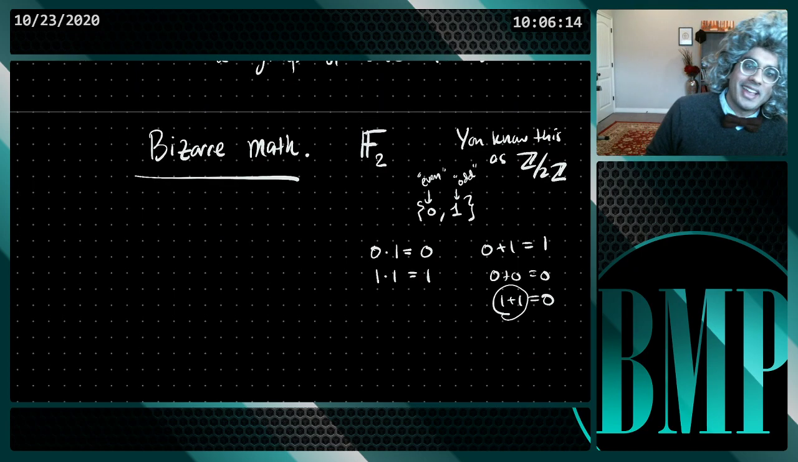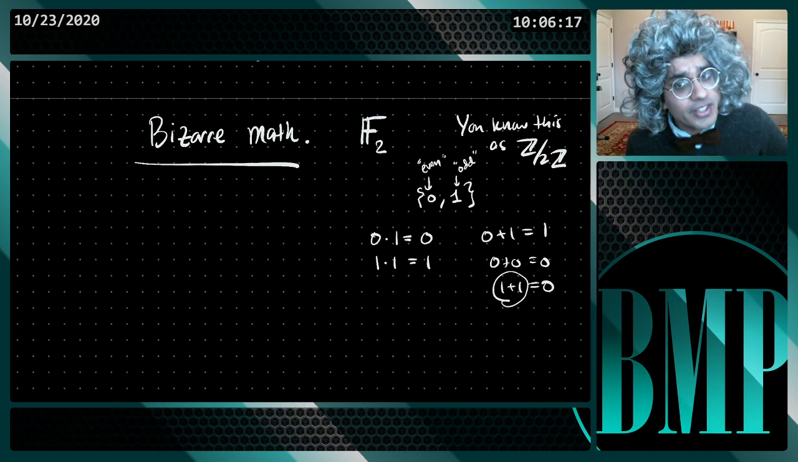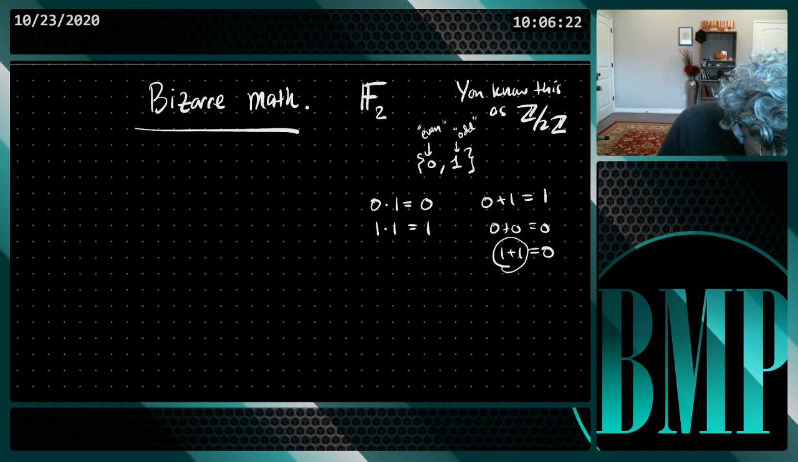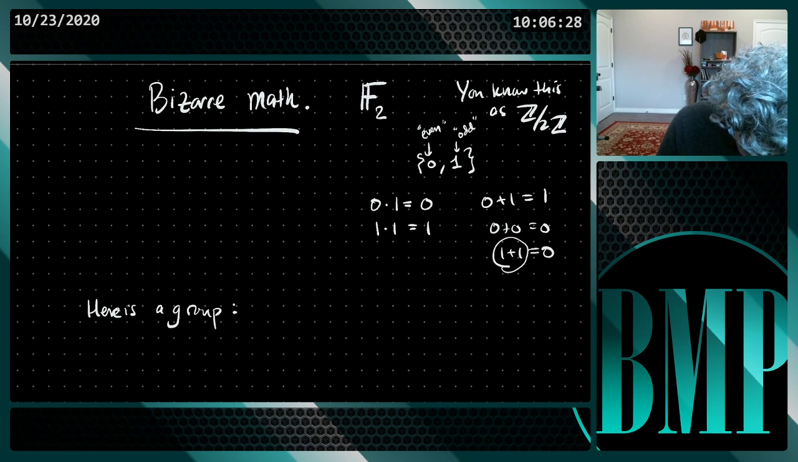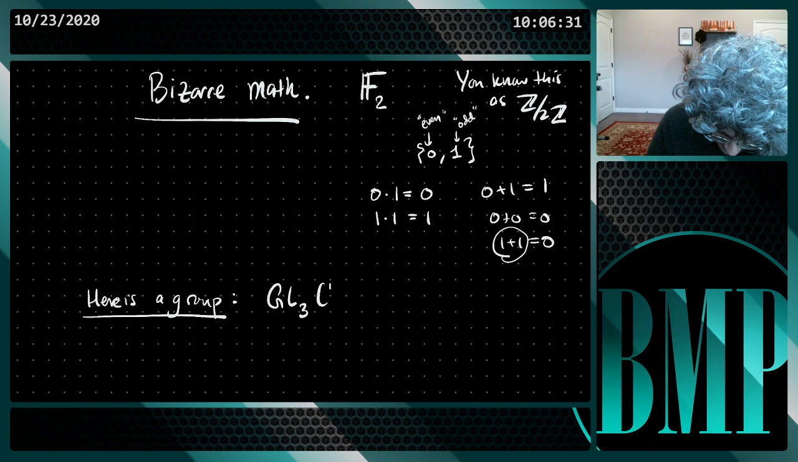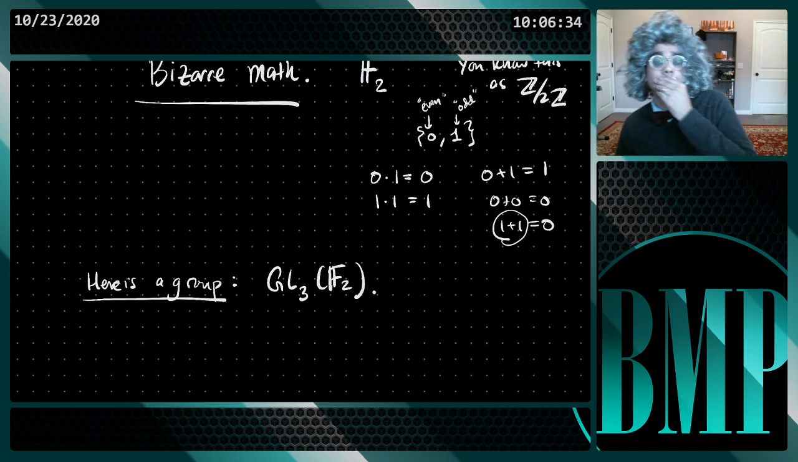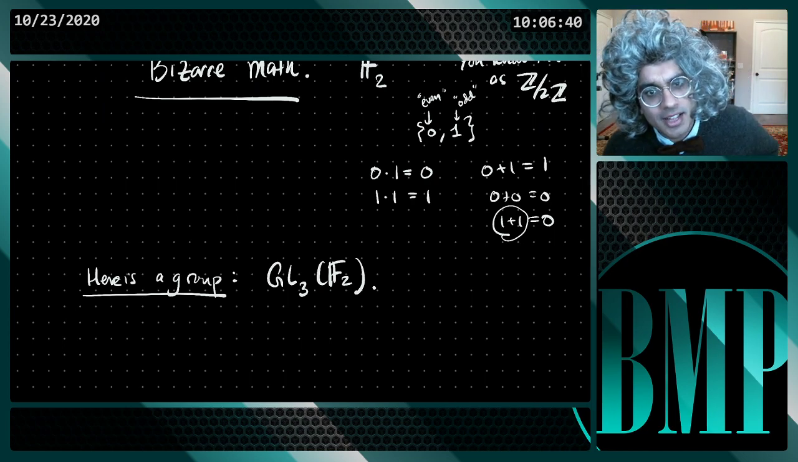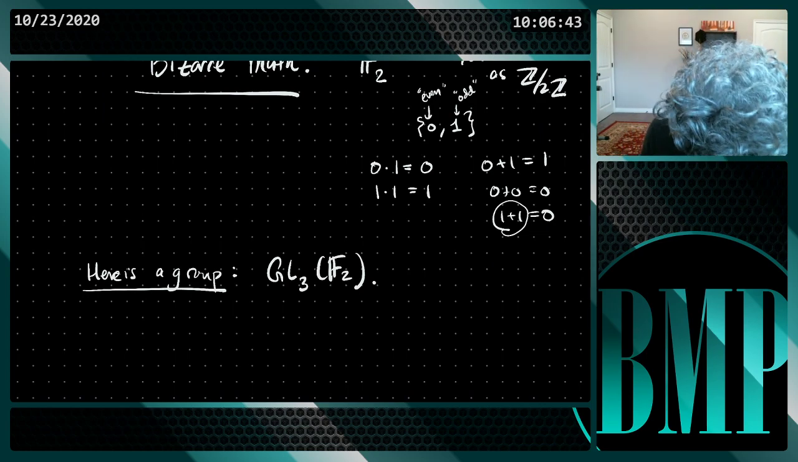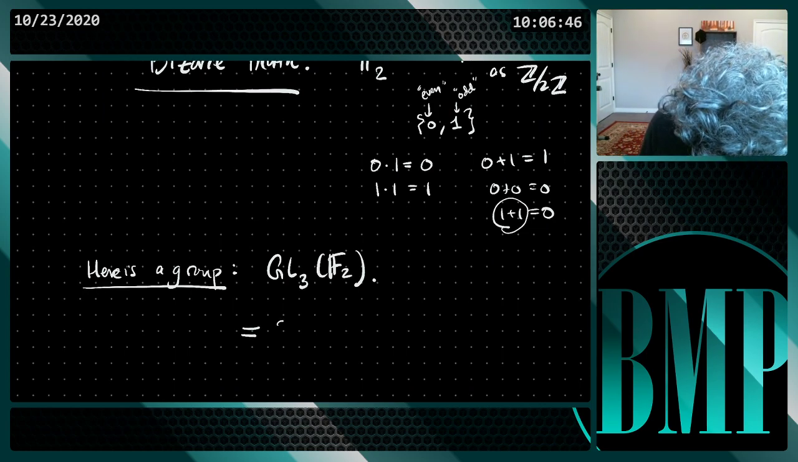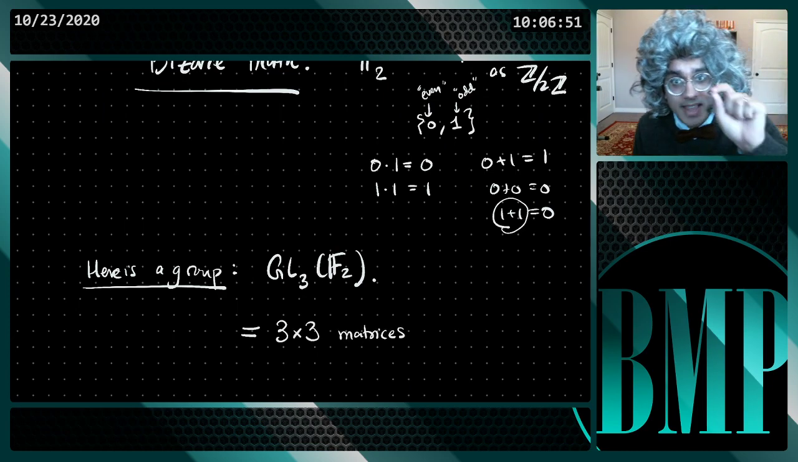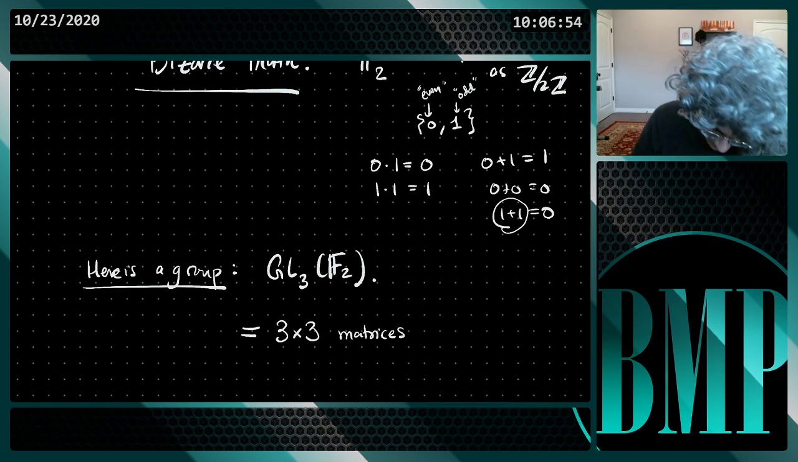You all know this. Okay, so out of this number system, I'm going to produce a group. Here's a group. It's called GL3F2. This group is called GL3, like GLN, but of F2. And what is it? It's the set of 3 by 3 matrices with entries in that number system.